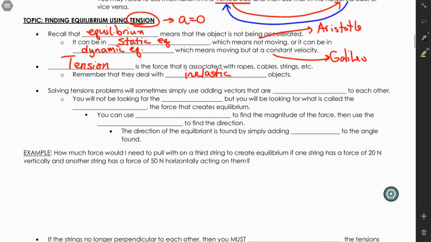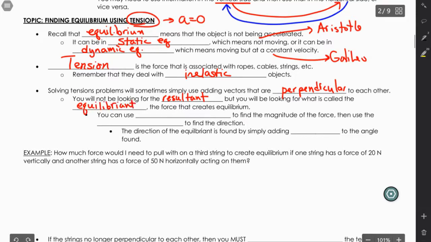Now, solving tension problems will sometimes simply use adding vectors that are perpendicular to each other. Those are your easy questions. What will be happening is that you're not going to be looking for the resultant, the force that results. What you're going to be looking for is what is called the equilibrant, the force that creates equilibrium. If I have a bunch of ropes tugging on a central object, and I want to find out what force I can exert to cause all that motion to stop, I have to find the equilibrant.